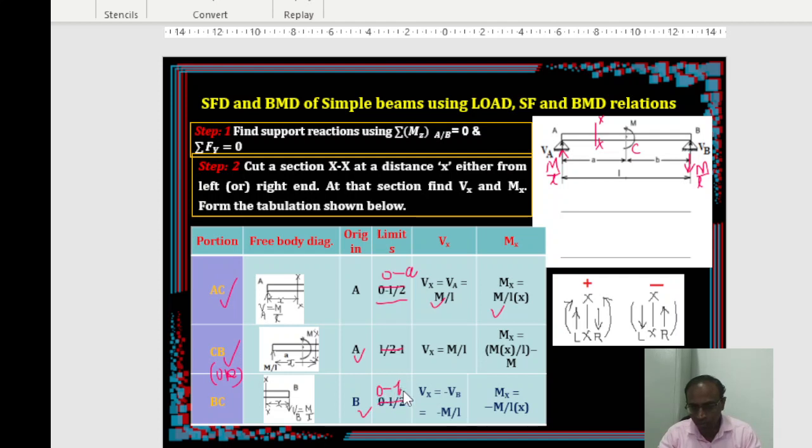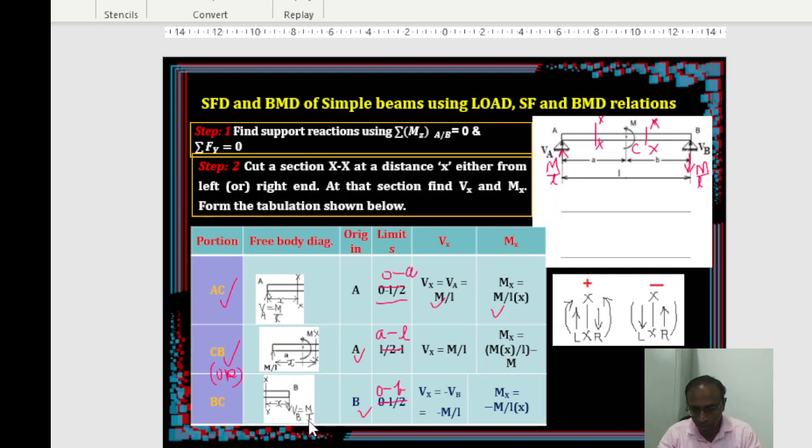Whereas when you take origin A, the limits are going to be A to L. This is how it will change. Now, 0 to L, A to L, and 0 to B. You have taken a section here, right? This is the simplest way. Either you can even take from A also, it doesn't matter. That also we'll discuss, don't worry. So if we take origin as B and cut a section here and draw the free body diagram of that, it looks like this.